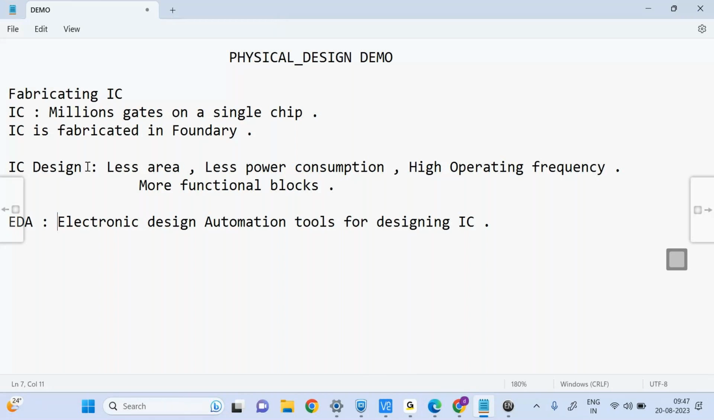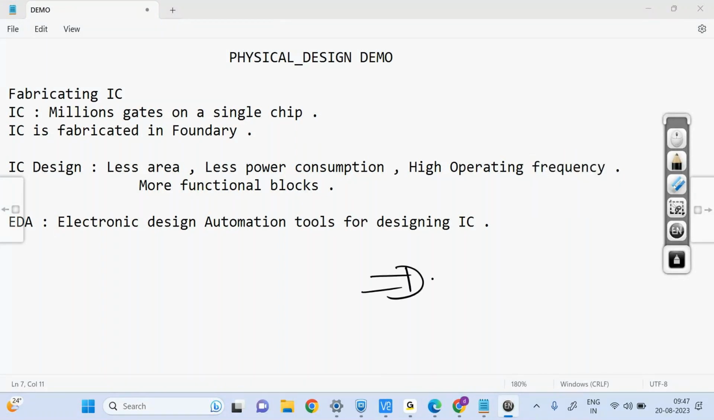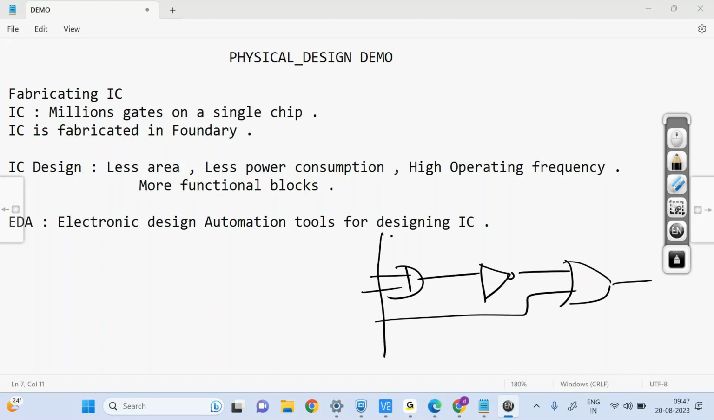Whether I have to give this gate level diagram, or the length and width of the transistors? If I give this, can the foundry fabricate the IC? Or if I give the Verilog code, can the foundry fabricate? What information do I have to give for a foundry to fabricate it?